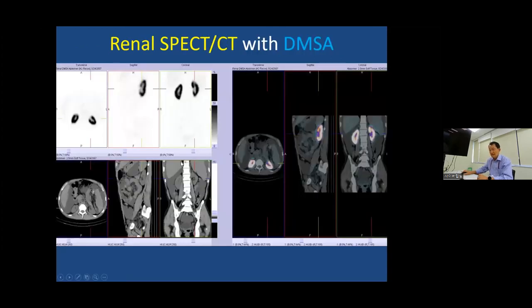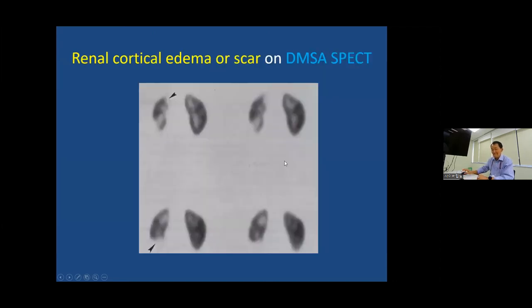Okay. So DMSA, as I mentioned, delineates the cortex nicely. It stays in the cortex longer than a glomerular agent; DMSA is dimercaptosuccinic acid. Now with SPECT, this is an old image, but SPECT delineates very nicely, much better. Here you see a cortical scar or defect. Compared to this one, you can see this old image still shows this kind of defect.